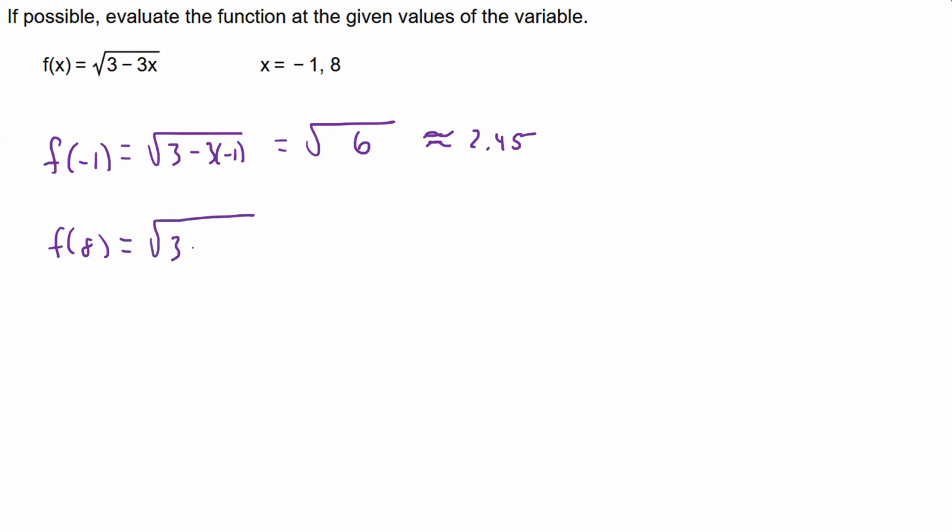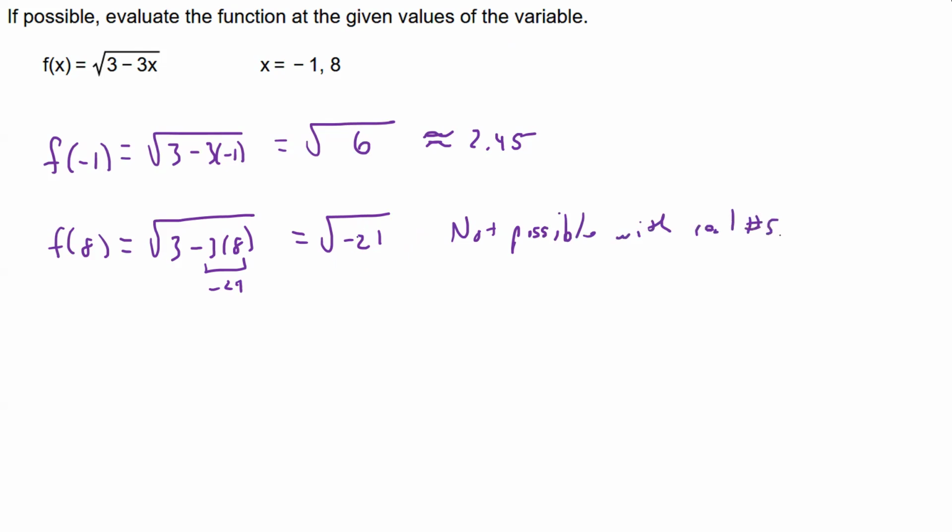Well, that's going to be square root of 3 minus 3 times 8. Here, that's going to be a minus 24, and then plus 3, so that's going to be the square root of a negative 21. Well, we want to evaluate the variable, but square root of negative 21, that's an imaginary number, and so we just say not possible with real numbers. We could do it with imaginary, but we're not there at this point right now. And so we just say it's not possible with the real numbers. All right, let's stop there and we'll come back for some more.